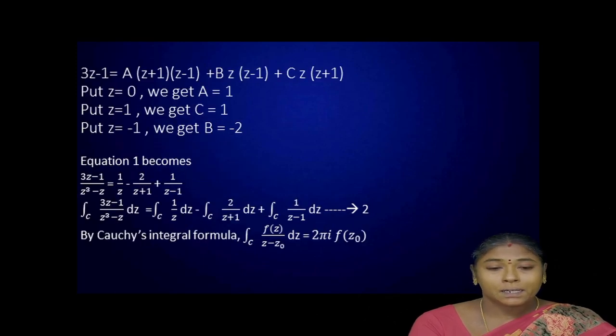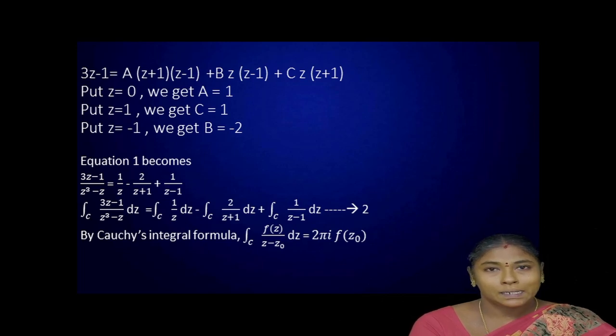Next, 3z minus 1 is equal to a into (z plus 1) into (z minus 1) plus b into z into (z minus 1) plus c into z into (z plus 1). We must calculate the values of a, b and c. When we put z equal to 0, we get the value of a as 1. When we put z equal to 1, we get the value of c as 1. When we put z equal to minus 1, we get the value of b as minus 2. Putting all these values of a, b, c in equation number 1, we get f of z equal to 1 by z minus 2 by (z plus 1) plus 1 by (z minus 1).